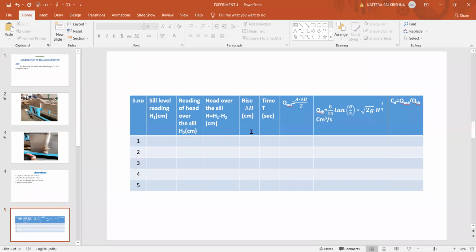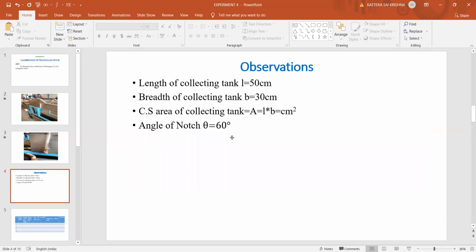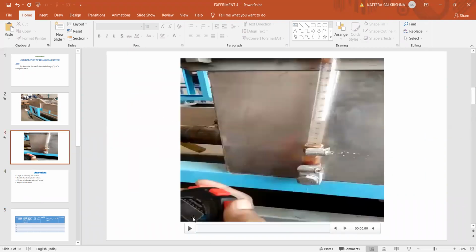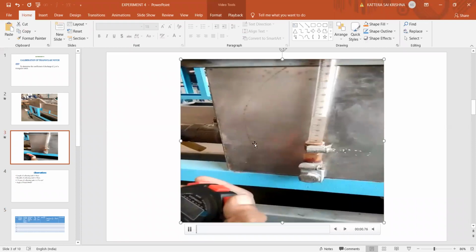So next, what we'll do is, the water coming from above the notch will be collected in the collecting tank. And there we are going to take a 10 centimeters rise, and the time taken for the 10 centimeters rise in the collecting tank should be calculated for finding the discharge value. Okay. So that's why now we have moved to our collecting tank.